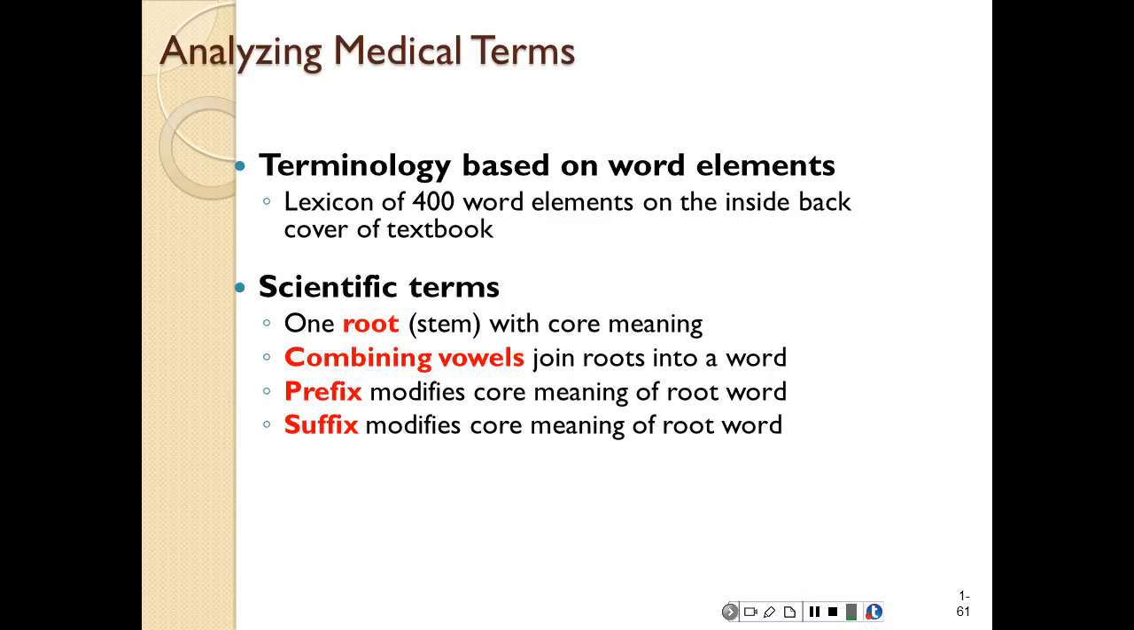Now, scientific terms are typically composed of one or more of these elements. We have roots, combining vowels, prefixes, and suffixes. The root is basically the core meaning. The combining vowel is a vowel, either A, E, or O, with O being more common, that we use to combine these root words together. The prefix is what comes prior to the word, and the suffix is what comes after the word.